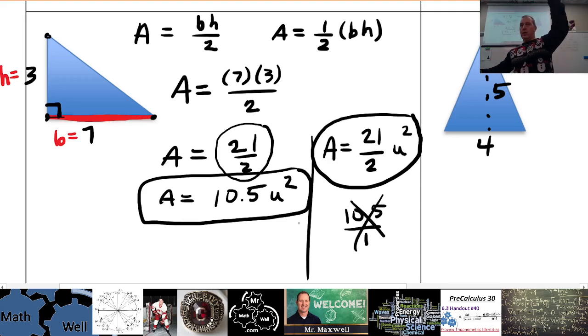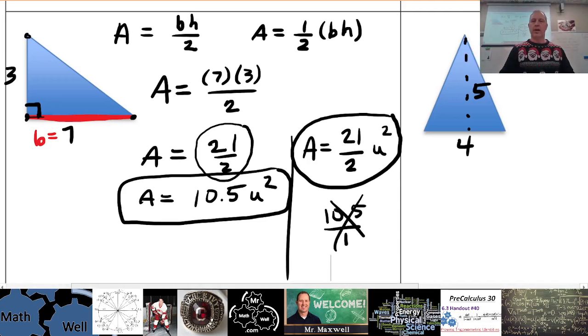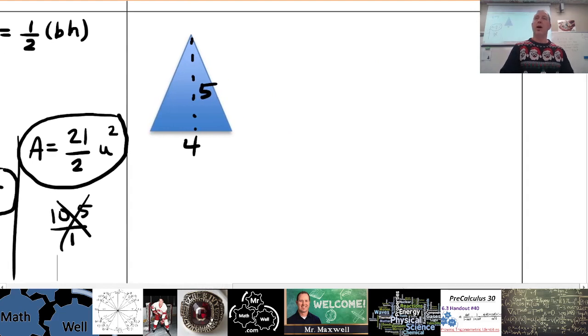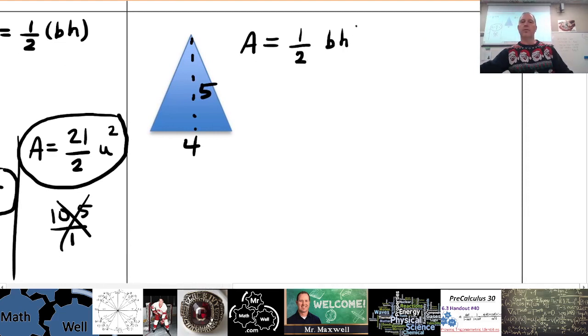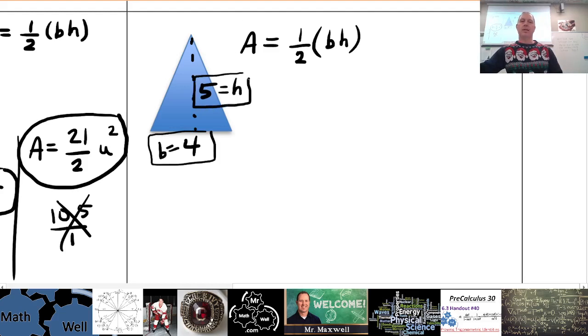Good? All right, let's do one more example here with the triangle. Notice that this is not a right triangle, but the area formula is still the same. Let's use the other one here now that looks kind of like this. 1/2 base times height. Exact same as the one we used before. So in this case, the base is 4, and the height is 5. Okay? And I would encourage you to treat 4 as B and 5 as H.